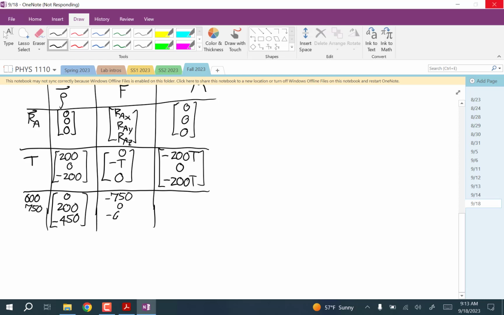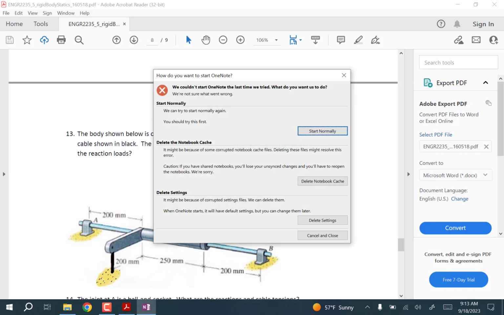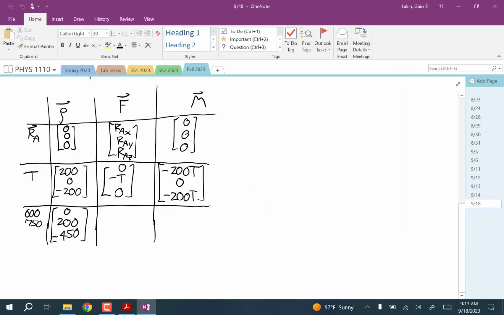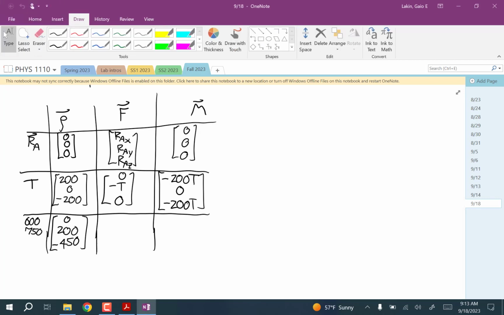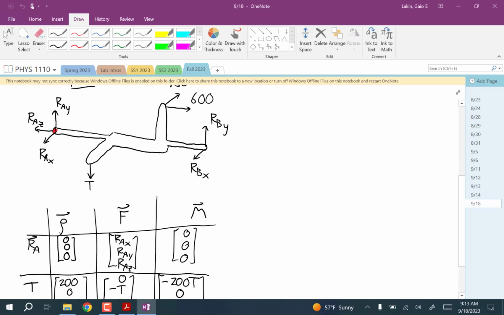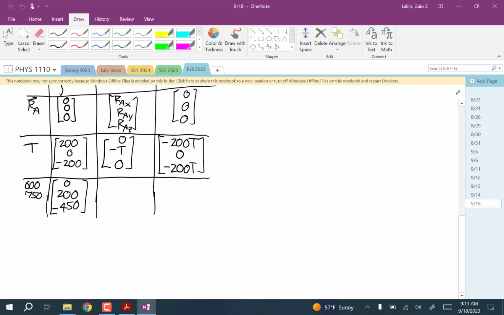So these are going to be pretty big numbers. Well, let's just finish this table and then I won't go through the whole calculations. So 200. Okay, so we got negative 750, 0, negative 600. Is that what I said?